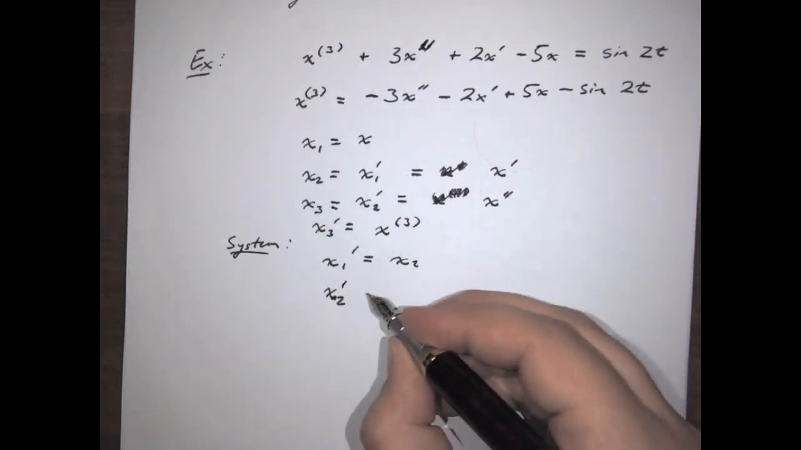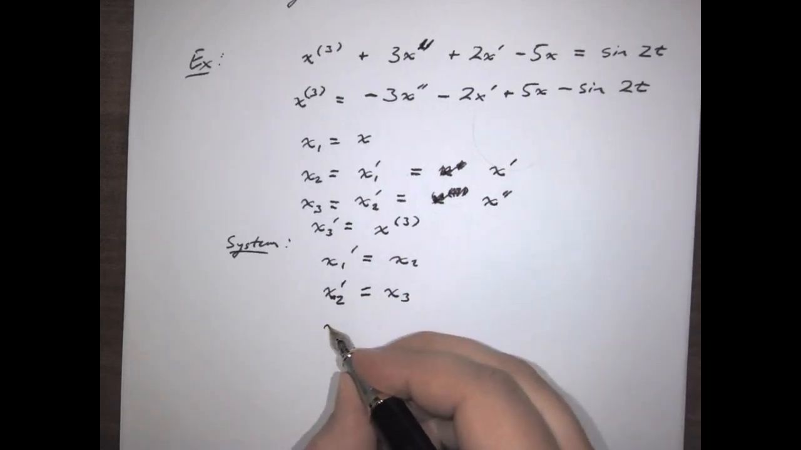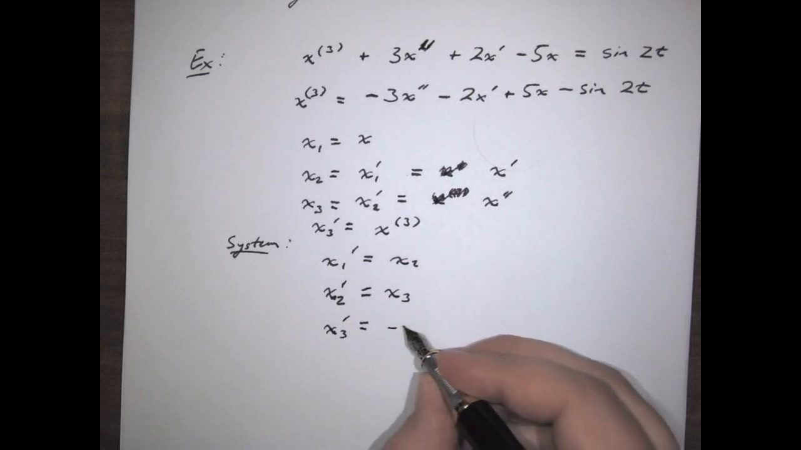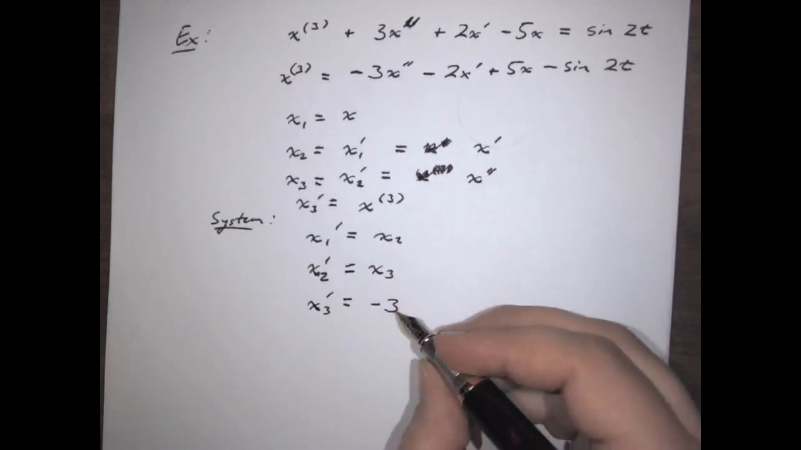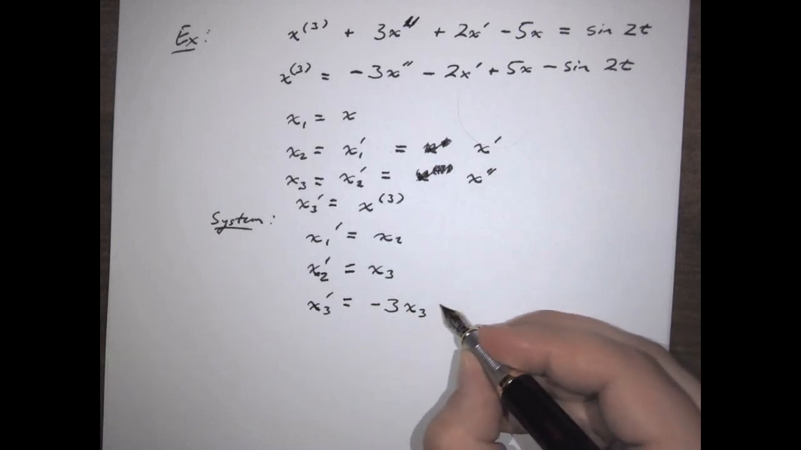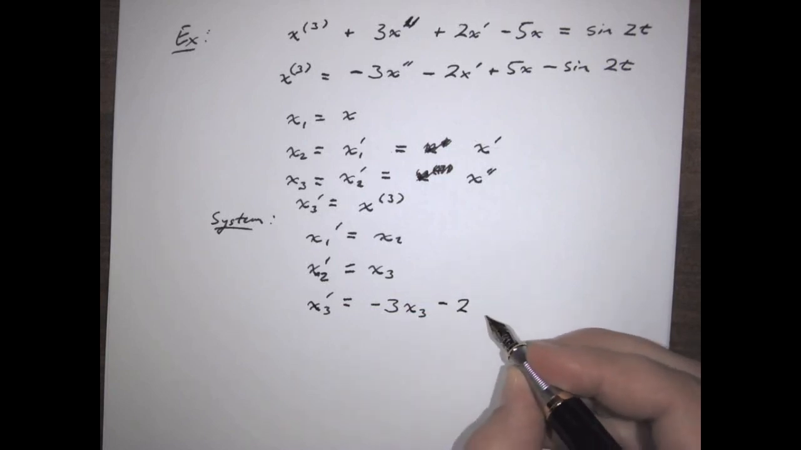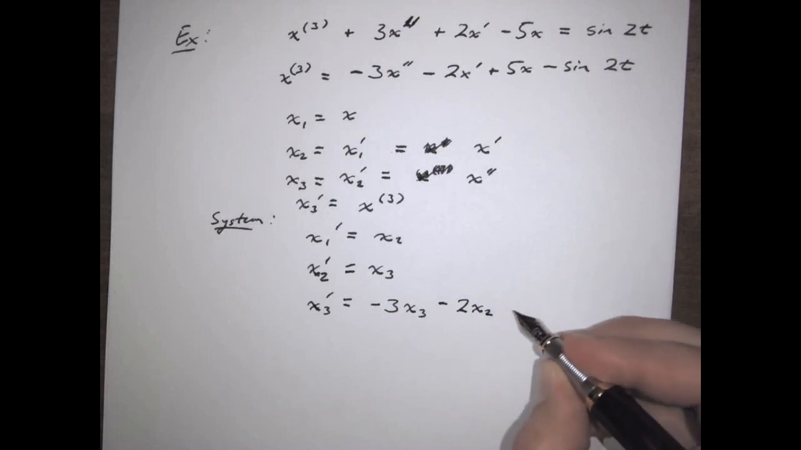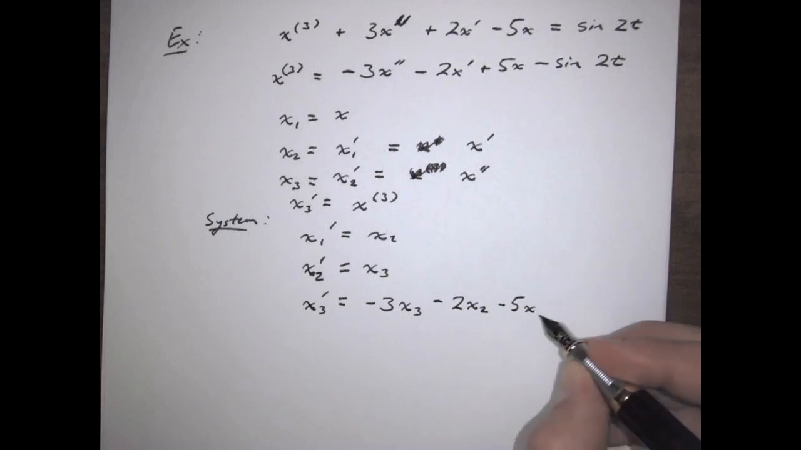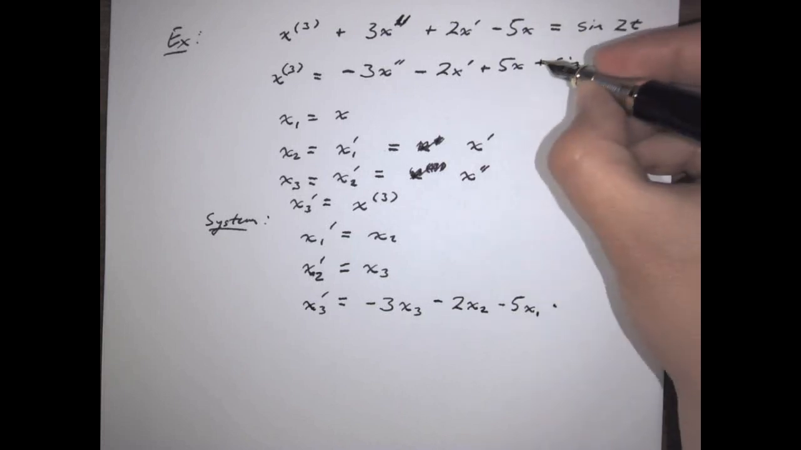Okay, so then x2 prime is the same as x3. And then x3 prime, that is what represents the third derivative. And so it's going to be negative 3 x double prime. But x double prime is the same as just x3, and then minus 2x prime, which is just going to be minus 2x2, and then minus 5x, which is x1, and then, sorry, this is plus sine 2t.